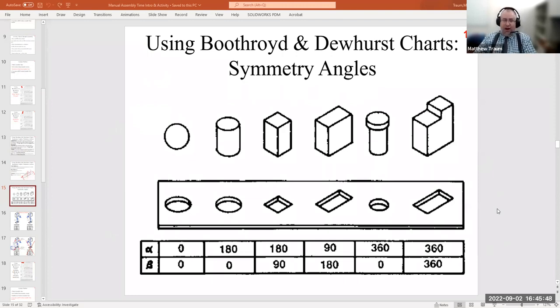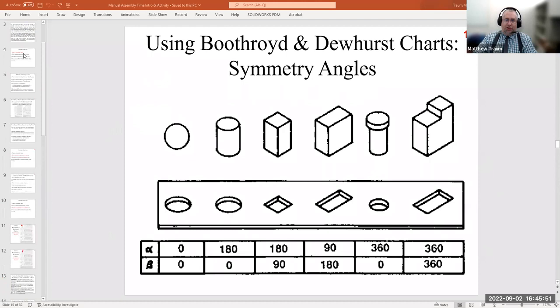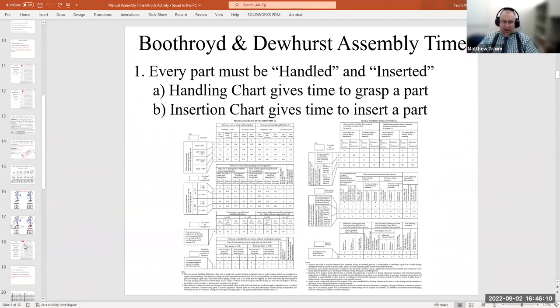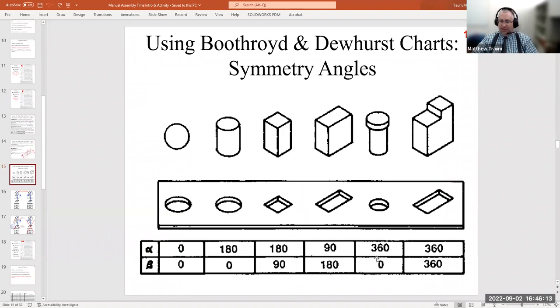But remember, we've got both handling charts and insertion charts, and the handling chart only accounts for the amount of time that it takes to pick up the part and get it oriented correctly in preparation for insertion. And then the insertion is actually screwing the part in or shoving the part into the hole to its final location. So the reason that this beta is 0, even though in your experience you sometimes have to rotate a bolt to get it to engage, is that rotation is accounted for in the insertion part of this overall process.